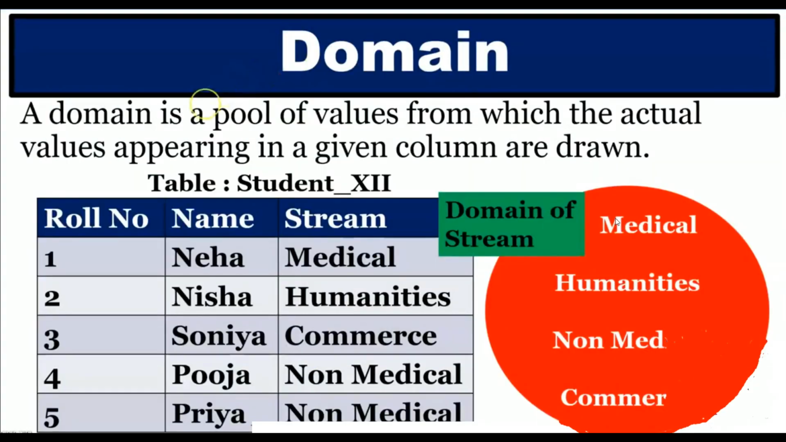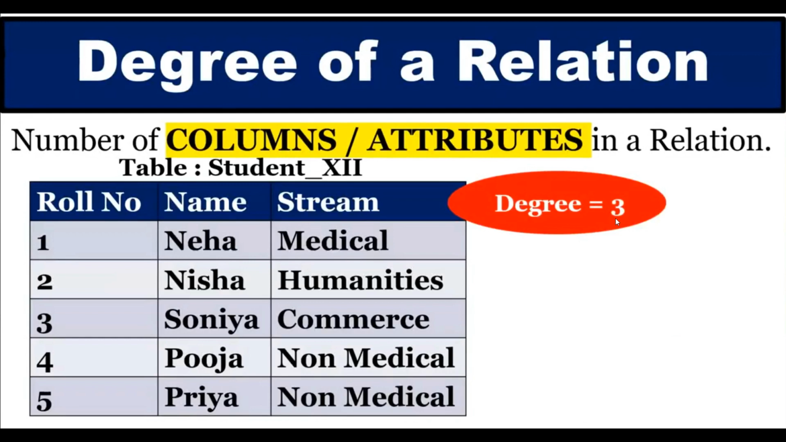Domain is what? A collection or a pool of value which is being used for your relations creation. Relation is your table. For creating your table, you are using values and the pool of this value is known as domain. Next very important terminology used is degree of relation.